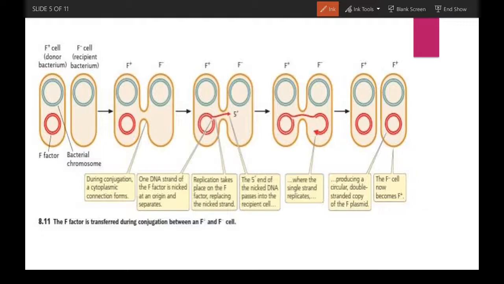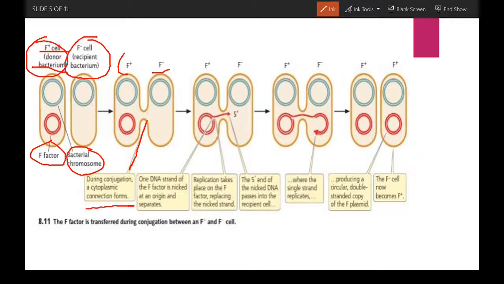So here we see the picture. This is the F plus donor bacterium. Here it has the bacterial chromosome and it has the F factor too. So it is an F plus cell and thus a donor bacterium, while this is an F minus recipient bacterium because it does not have an F factor. During conjugation a cytoplasmic connection forms between the two cells, that is, sex pili is formed between the F plus and F minus cell.